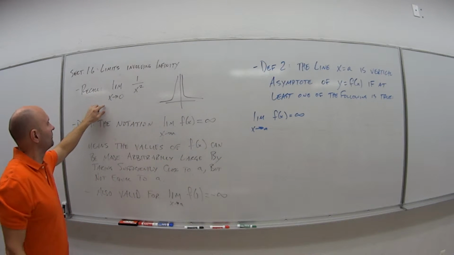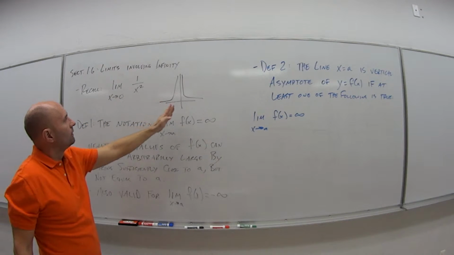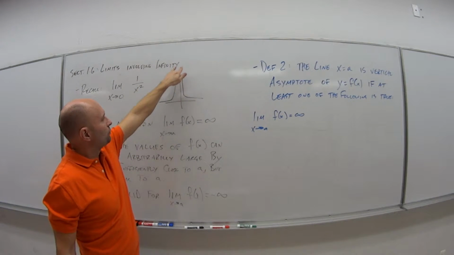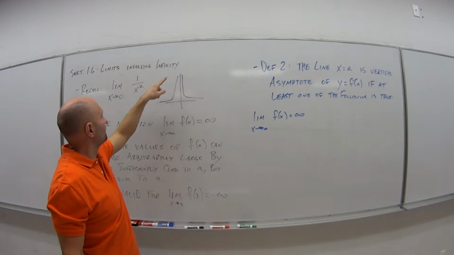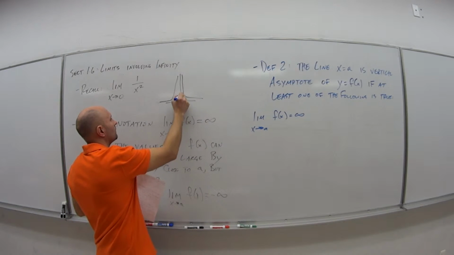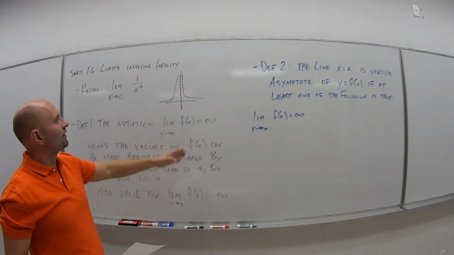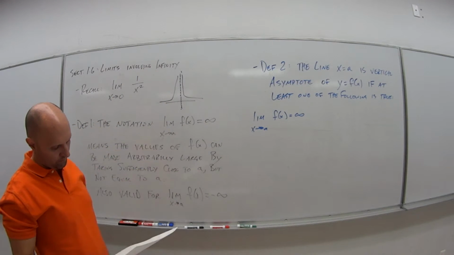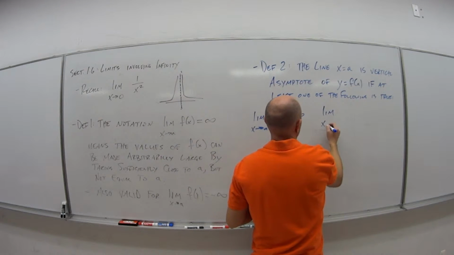So let's go back to this example here. When my a is 0, these values approach positive infinity. So because it's approaching positive infinity, the line x equals a, basically the y-axis, is a vertical asymptote. And it counts if we come from the left or the right.